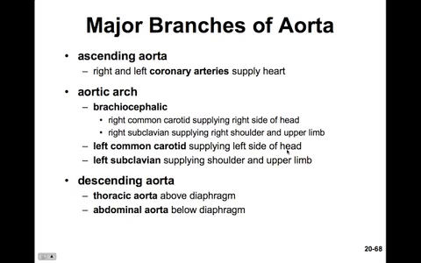So let's look at the major branches of the aorta. First of all, we have the ascending aorta. This is the part that goes up. It has little tiny branches off of it, the right and left coronary arteries that supply the heart. However, over the aortic arch, there are three main exits.